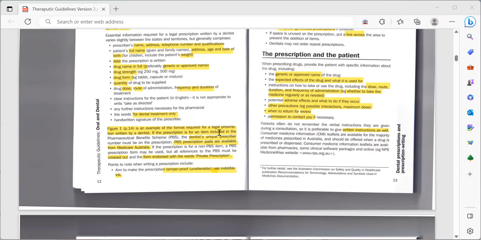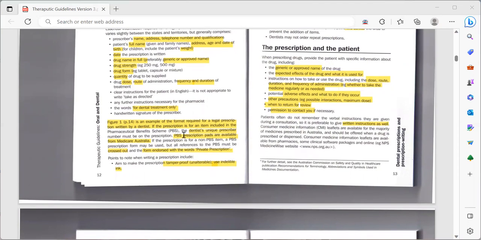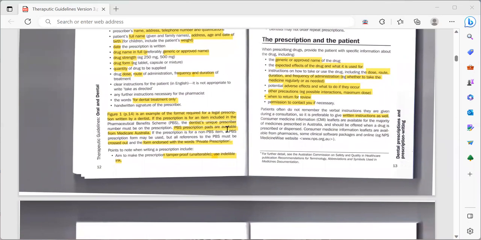If the prescription is for an item included in the PBS, the dentist's unique prescriber number must be on the prescription. PBS prescription pads are available. When you become a dentist, from Medicare they will give you your prescription pad, and there would be a number which is your unique prescriber number.